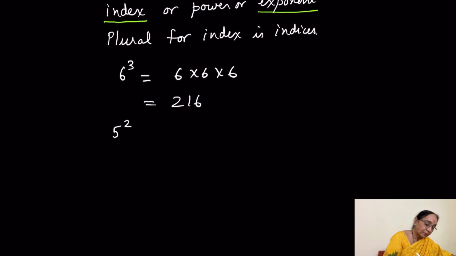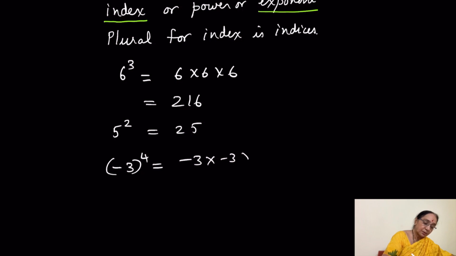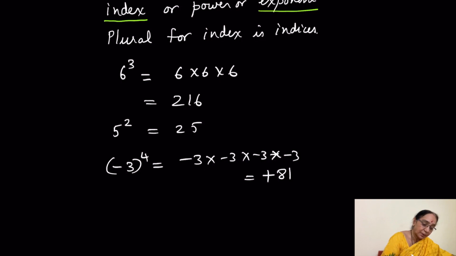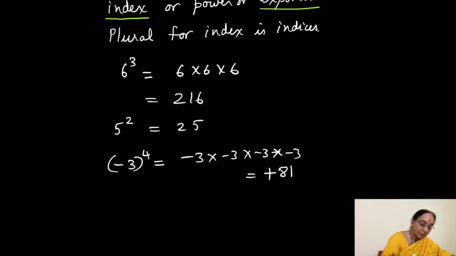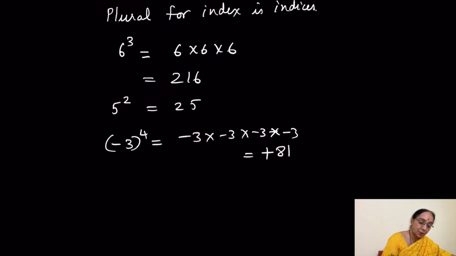So when I write 5 squared, it is 25. What about negative 3 raised to 4? It is negative 3 multiplied 4 times, and the answer is positive 81. So you will notice that when the power is even and the base number is negative, the result will be a positive quantity. Here the base number is negative 3, whereas the power is 4, an even number. So you get the result as positive 81.